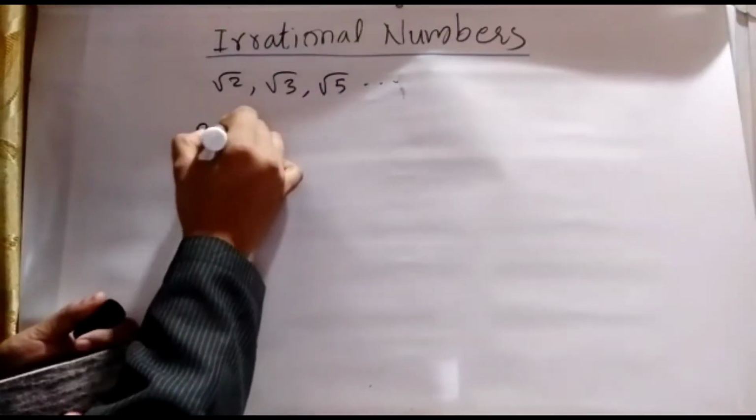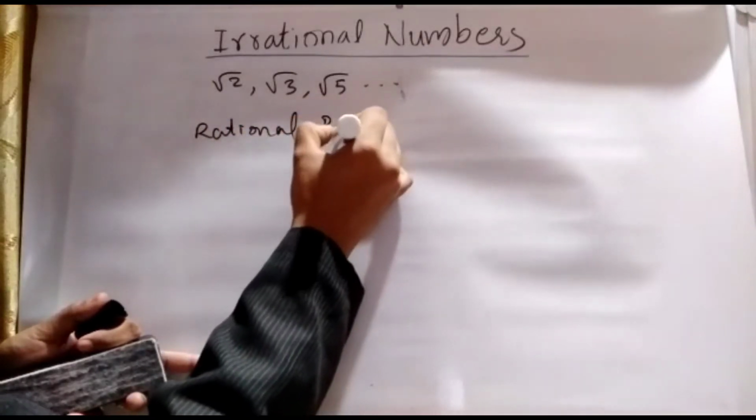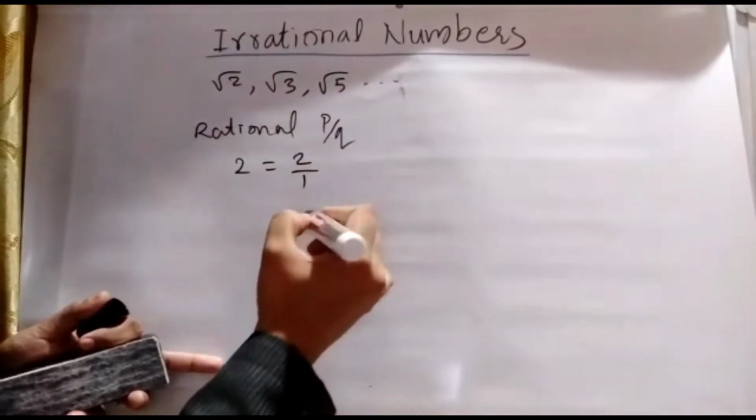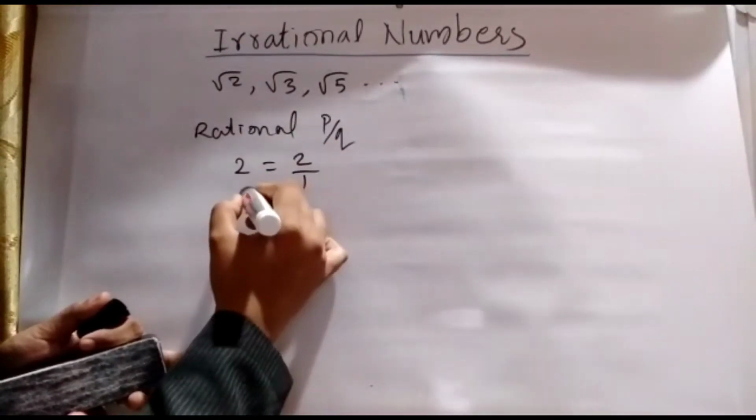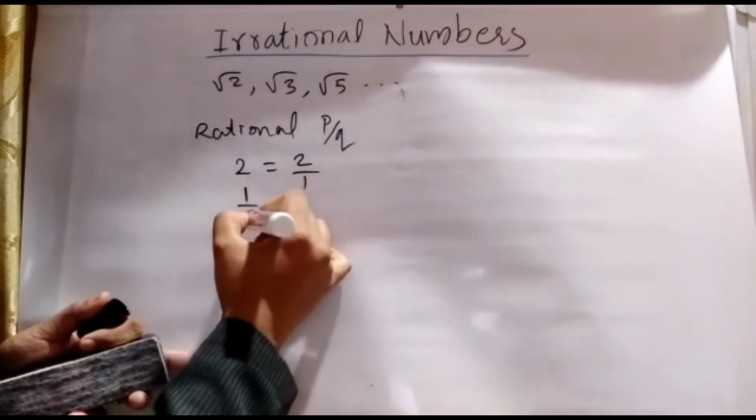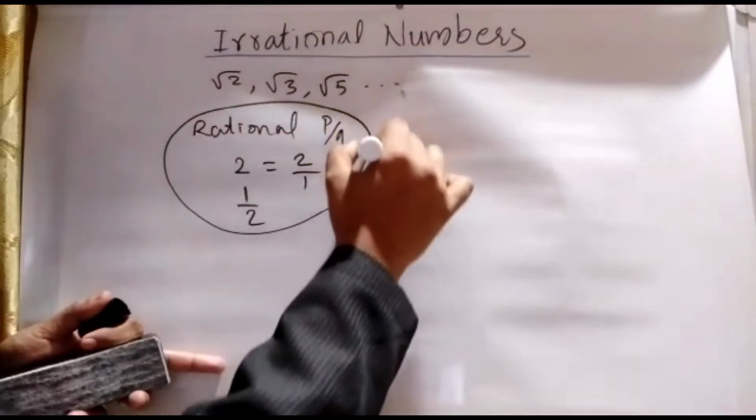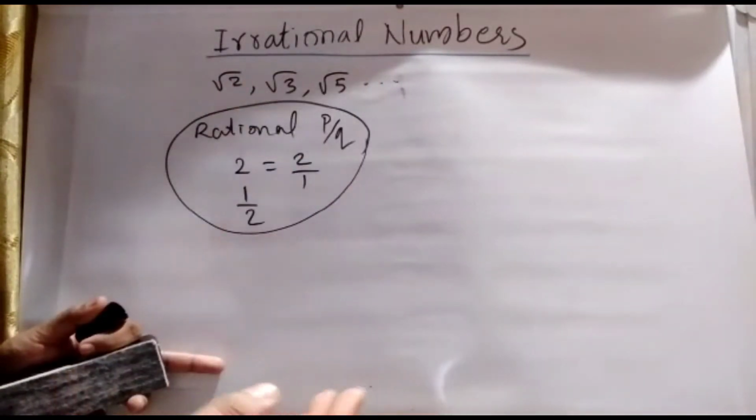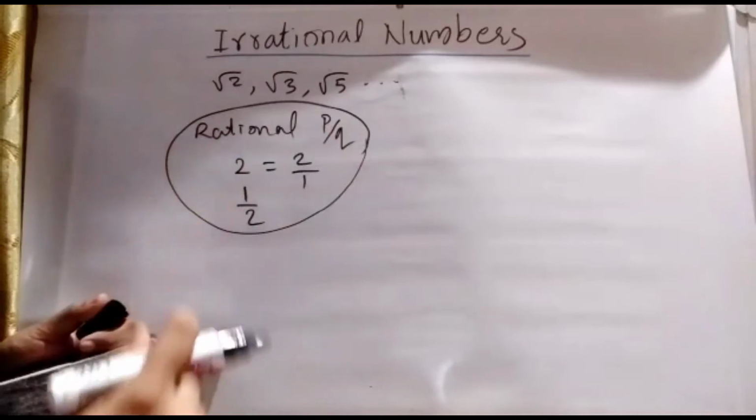Rational numbers we can write in the form p by q. For example, 2 by 1, 1 by 2, we can also write in the form p by q. For rational numbers, we can write in the form p by q. For irrational numbers, we cannot write in the form p by q. That is the difference between rational and irrational.